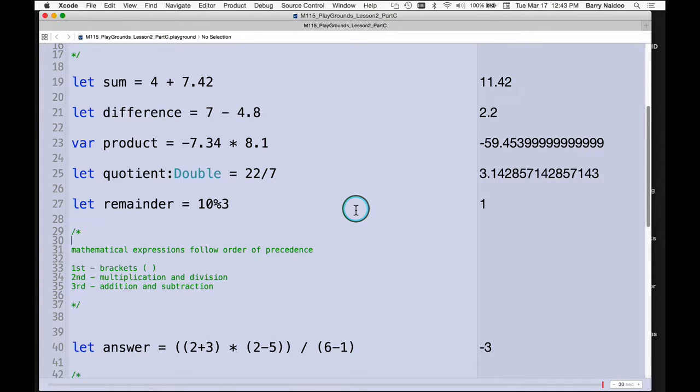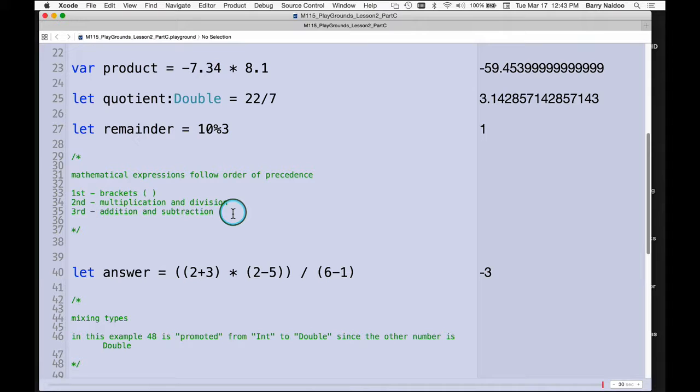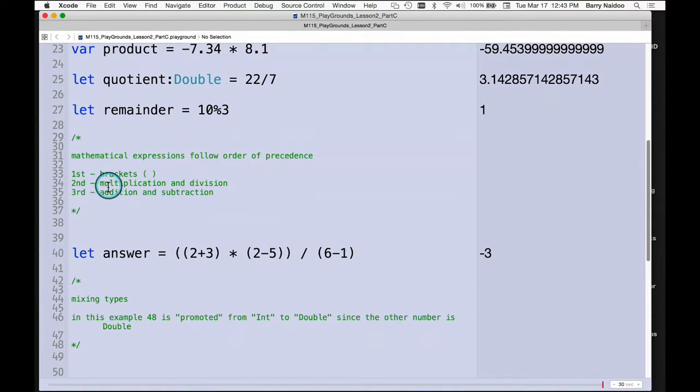Now in mathematics, if you have a long expression, the computer is going to first evaluate the brackets of the expression. Now in Swift, we only use one type of bracket, which are these round brackets, and you could use as many of these brackets as you want to, but for every open bracket you need to have a closed bracket. So it will evaluate the brackets first. Then if there's any multiplication or division in the expression, it will then evaluate that second. And lastly, if there's any addition and subtraction in the expression, it will evaluate that last.